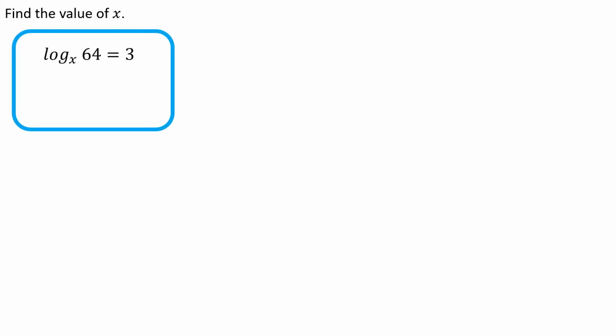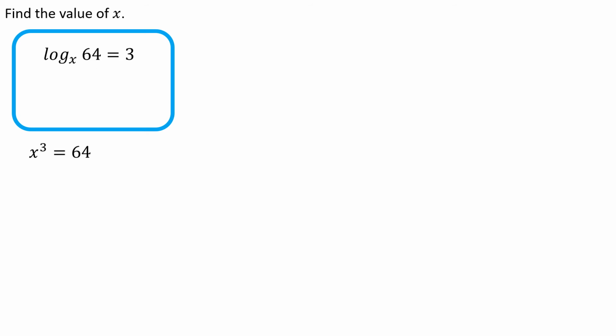Okay, let's see if this is where the x hides in different places. Yeah, this is where the x starts hiding in all sorts of weird different places. Now, I know that the base is x. I know the exponent is 3. I know the answer is supposed to be 64.